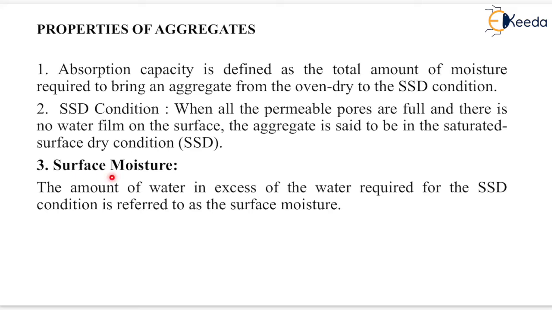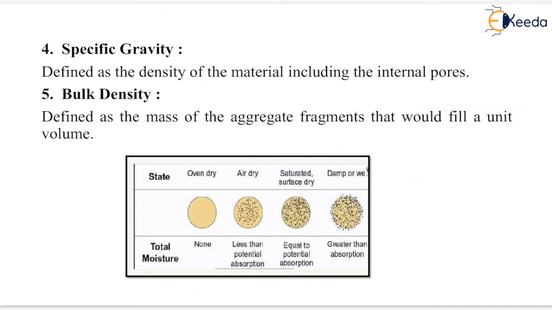Now next is the surface moisture. The amount of water in excess of the water required for the SSD condition is referred to as the surface moisture. Now next is the specific gravity. It is defined as the density of the material including the internal pores. Now next is the bulk density. It is defined as the mass of the aggregate fragments that would fill a unit volume. Now here oven dry condition is shown, here air dry condition is shown, saturated condition is shown and here damp condition is shown.